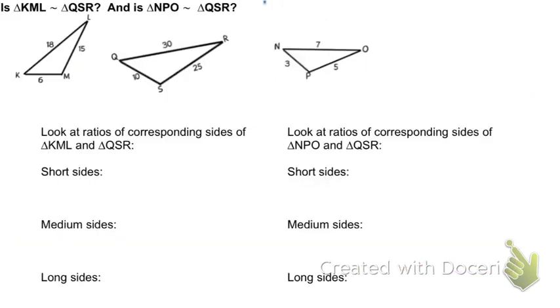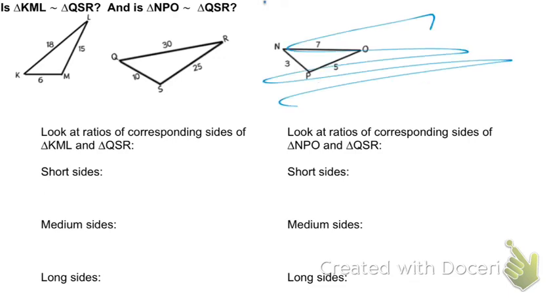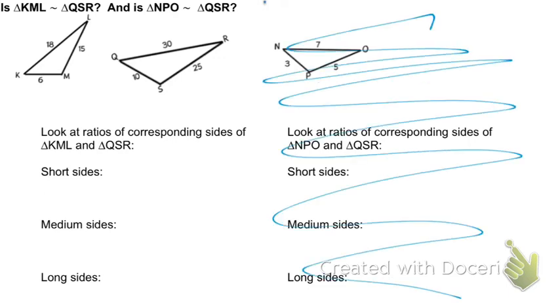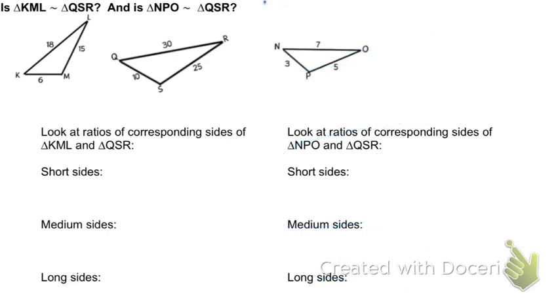All right. So, we're asking two different questions. Is triangle KML similar to triangle QSR? And I want to know, okay, then is triangle NPO similar to triangle QSR? So notice, I want us to do this separately. So let's even just cover up that for a moment. Let's pretend that doesn't exist for a moment. I'll cross that out differently so it makes it easier for me to erase later. Okay? So let's just pretend it doesn't exist for a half moment.